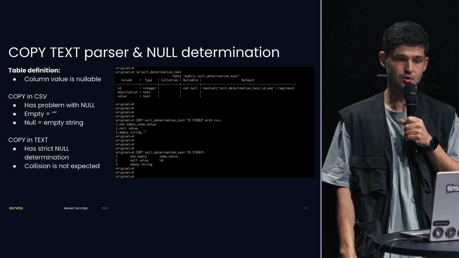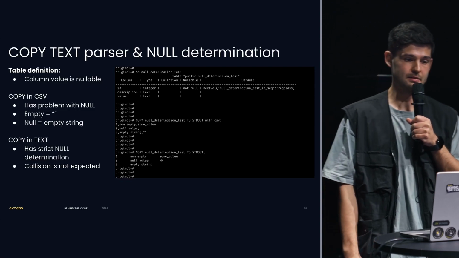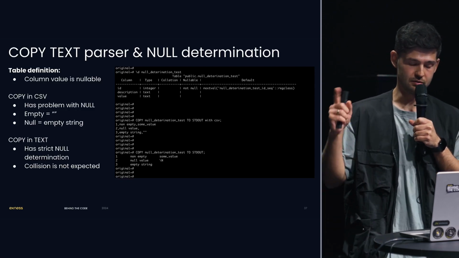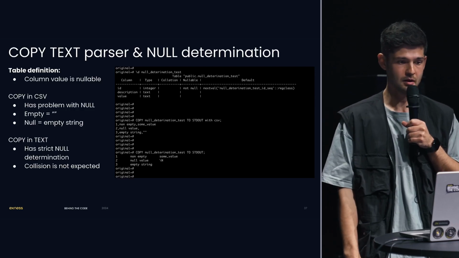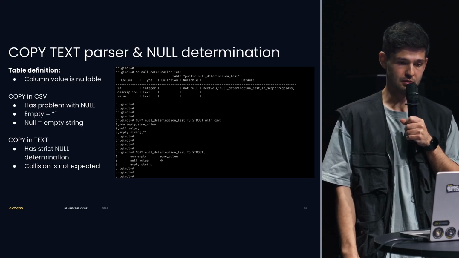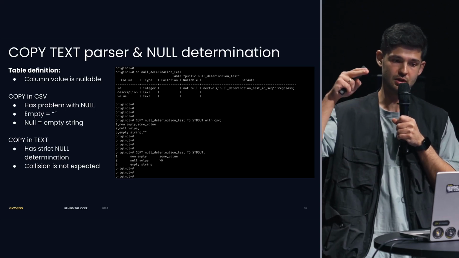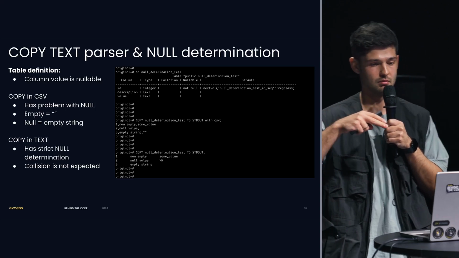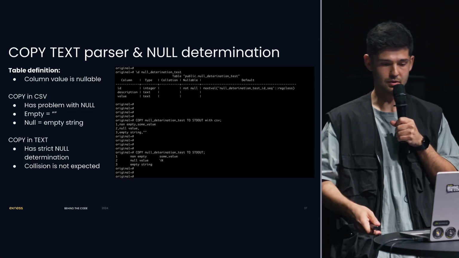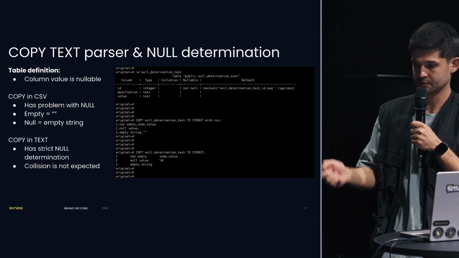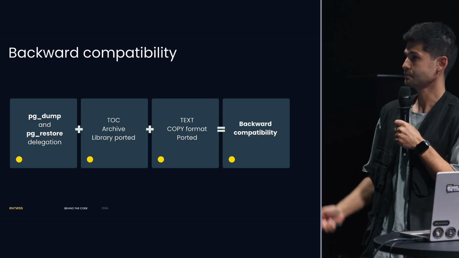That's why we decided to port the copy text parser, originally written in C, into Golang. It allows us to perfectly distinguish a null value from the others. And another crucial thing, it allows us to perfectly encode and decode binary data because it escapes these sequences.